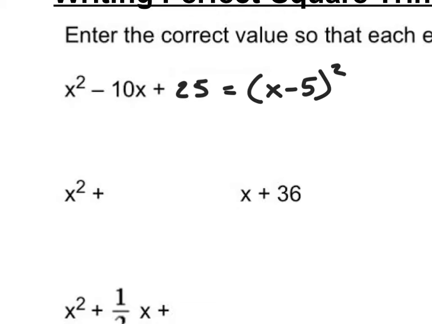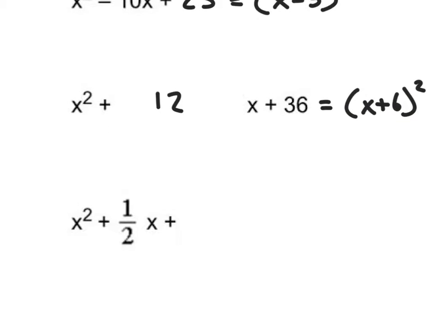Over here, x squared plus what times x plus 36. What two numbers multiplied together that are the same would give us 36? That would be 6. And if you did 6 plus 6, that would give us 12. And this as a perfect square binomial would be x plus 6 quantity squared. You can multiply that out and try to get where you need to go.